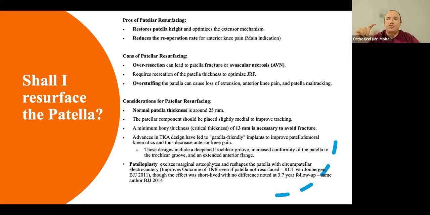Number one, when I'm cutting, I have to measure the patella. It's commonly about 25 to 30 mm. So I need to keep at least 13 mm. So I cut between 10 to 12, not more, not less.